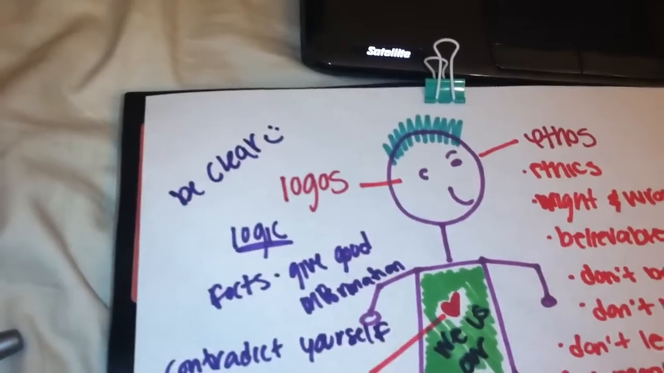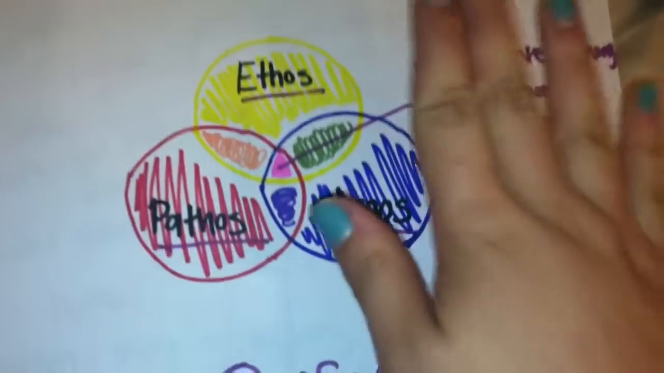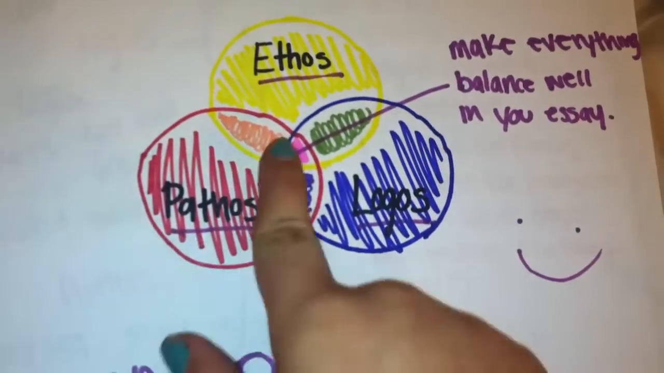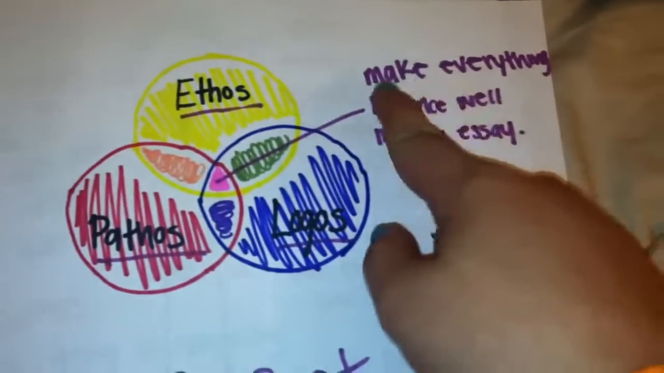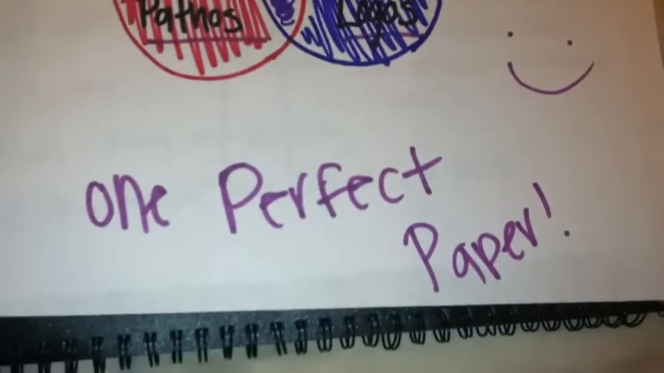And to easily put this all together, you need to have this type of outlook on it. You need to balance it all. So you want ethos, logos, and pathos, but you want it all to be balanced perfectly. Make everything balance well in your essay, and you'll have one perfect paper.